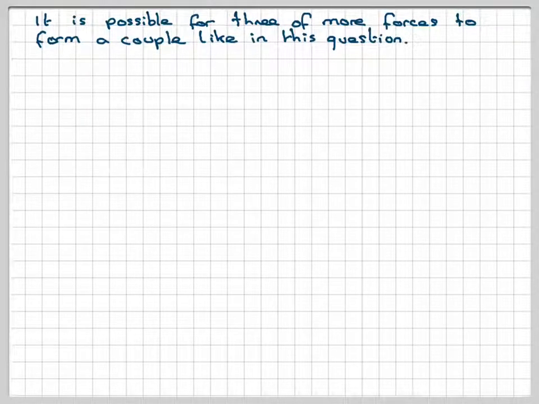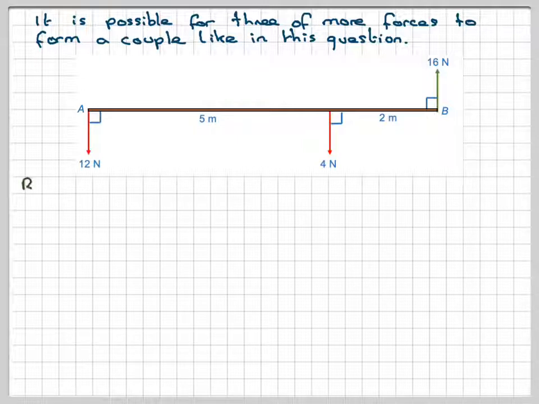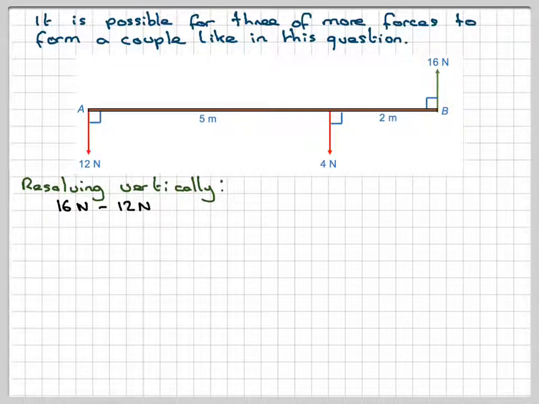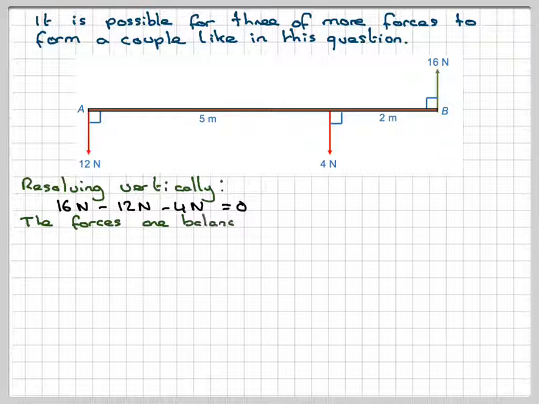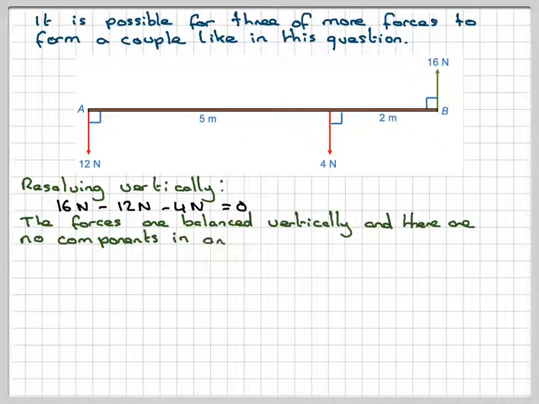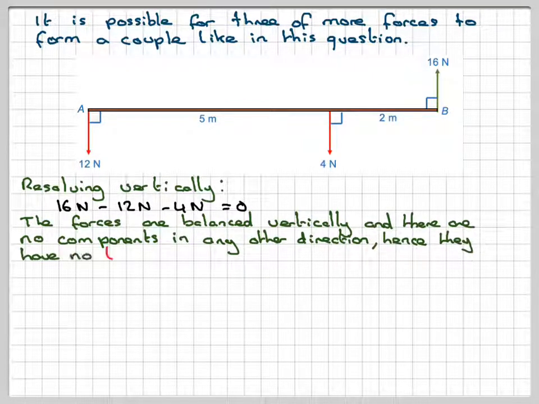So again, if we look at the diagram, if we resolve the forces vertically, upwards we have 16, downwards we have 12 and 4, so they're both minus. And if we did 16 minus 12 minus 4, that gives me 0. The forces are balanced vertically, and there will be no component in any other direction. Hence, they have no translationary effect.